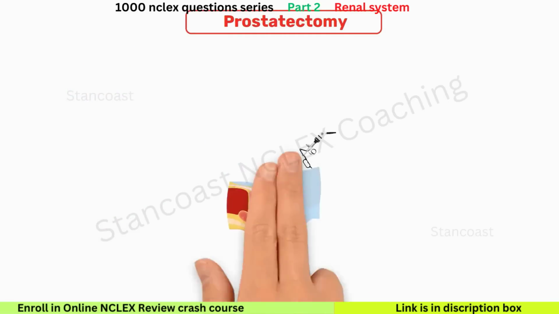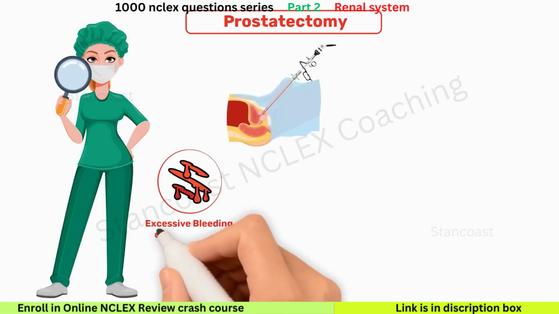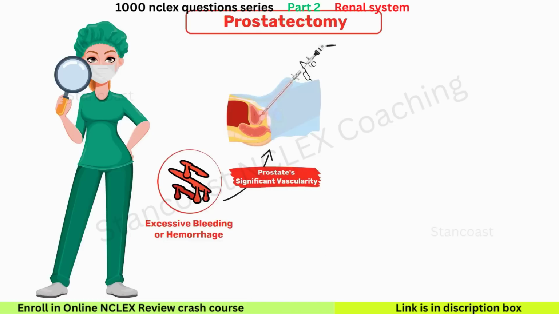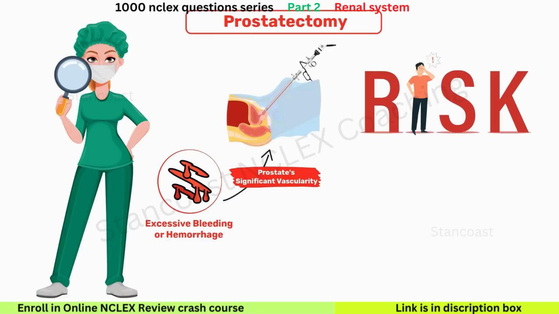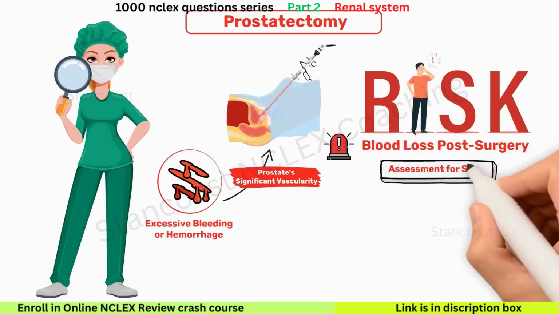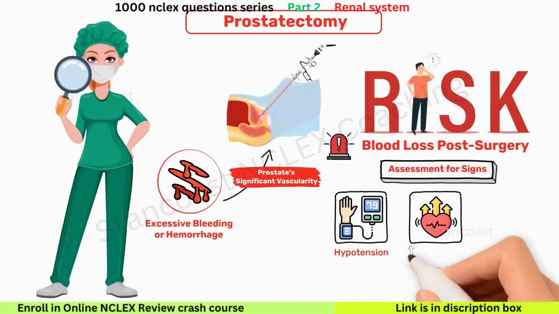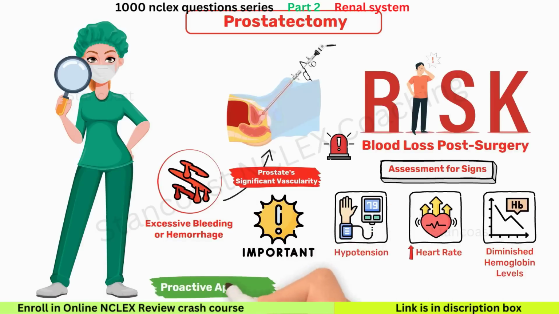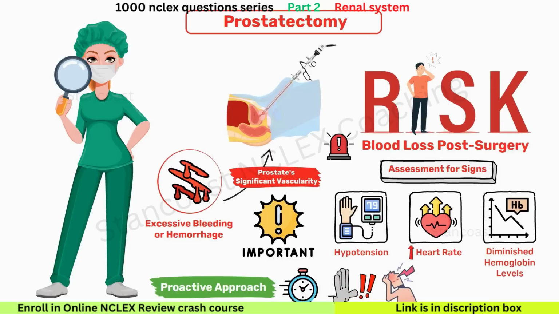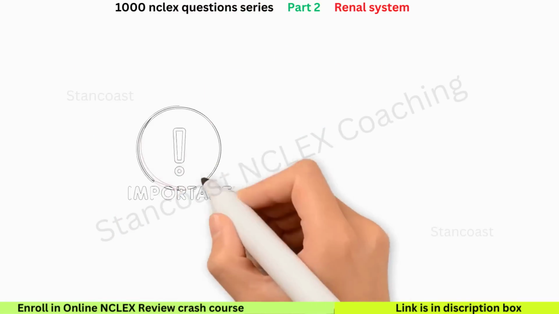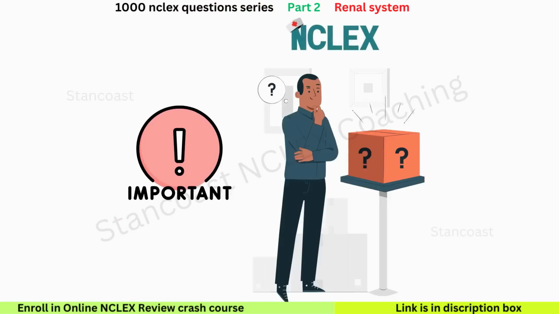Following a prostatectomy, prompt identification of excessive bleeding or hemorrhage is paramount. Due to the prostate's significant vascularity, there exists a heightened risk of substantial blood loss post-surgery. Immediate and thorough assessment for signs such as abrupt hypotension, elevated heart rate, and diminished hemoglobin levels is essential. This proactive approach ensures timely intervention to avert further complications and stabilize the patient's post-operative condition. Continuing forward, here's the next critical NCLEX review question.